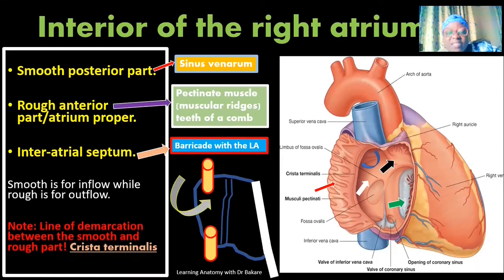So this is the sinus venarum, which is the smooth part of the right atrium. And this is the rough part, which is made up of the pectinate muscle and also referred to as the right atrium proper. The demarcation between these two regions is the crista terminalis on the inside, while on the outside we have the sulcus terminalis.